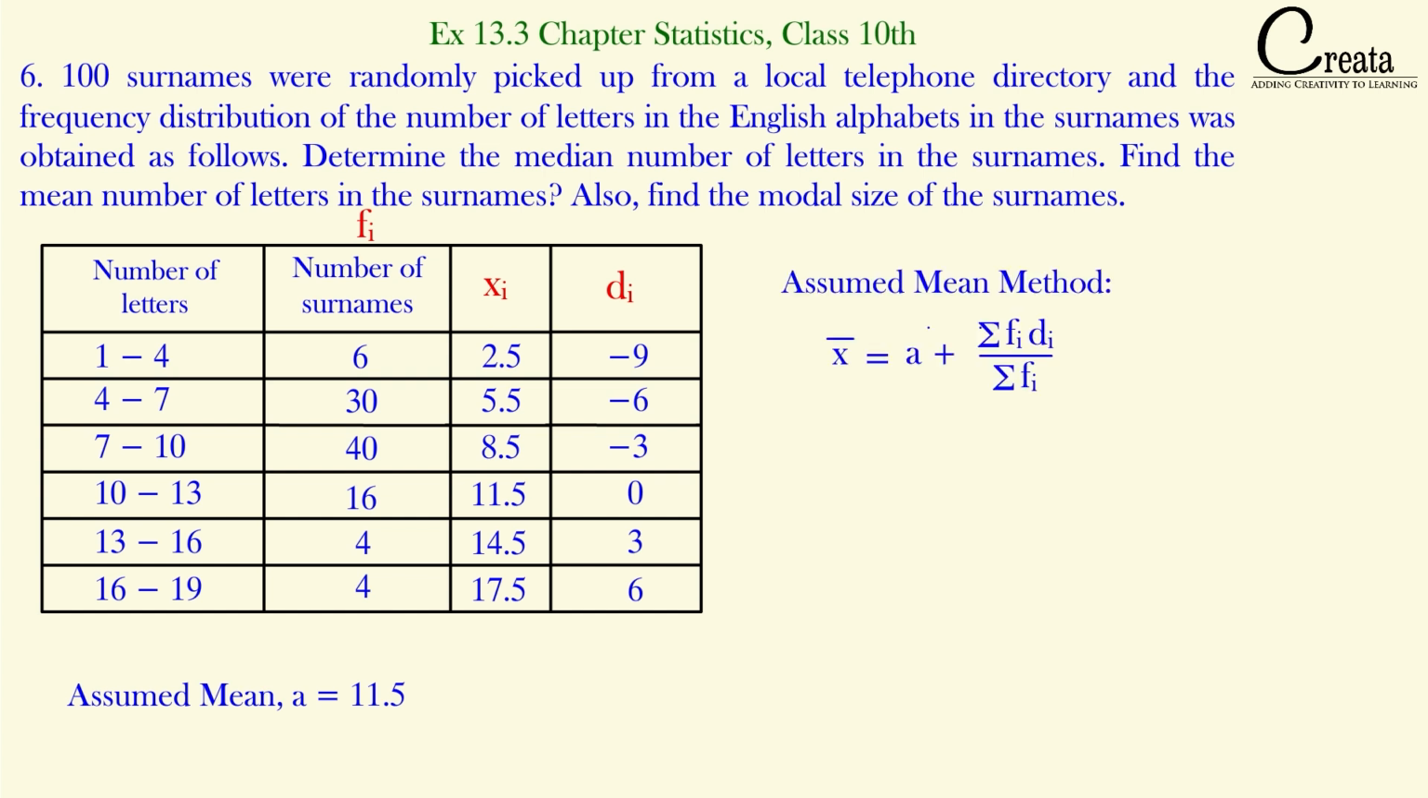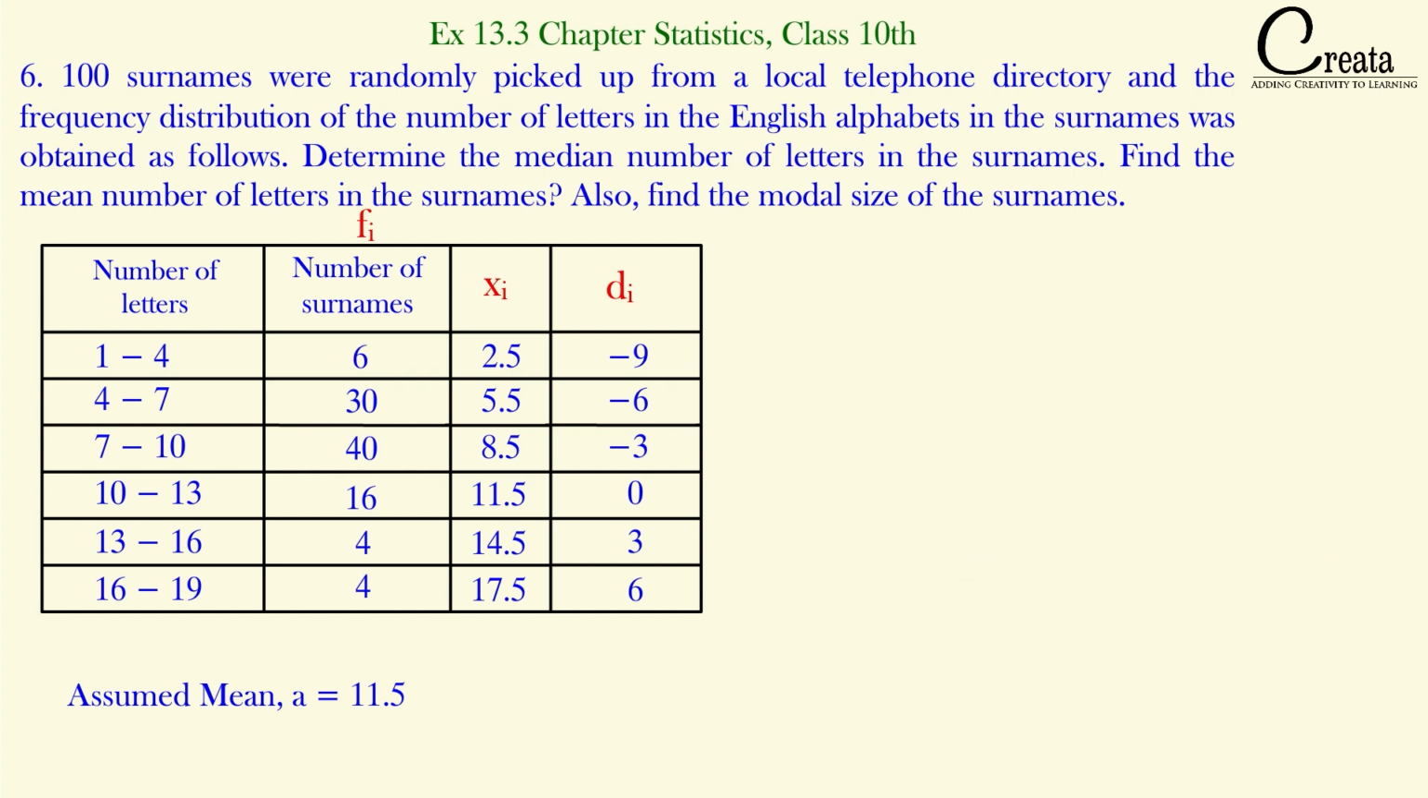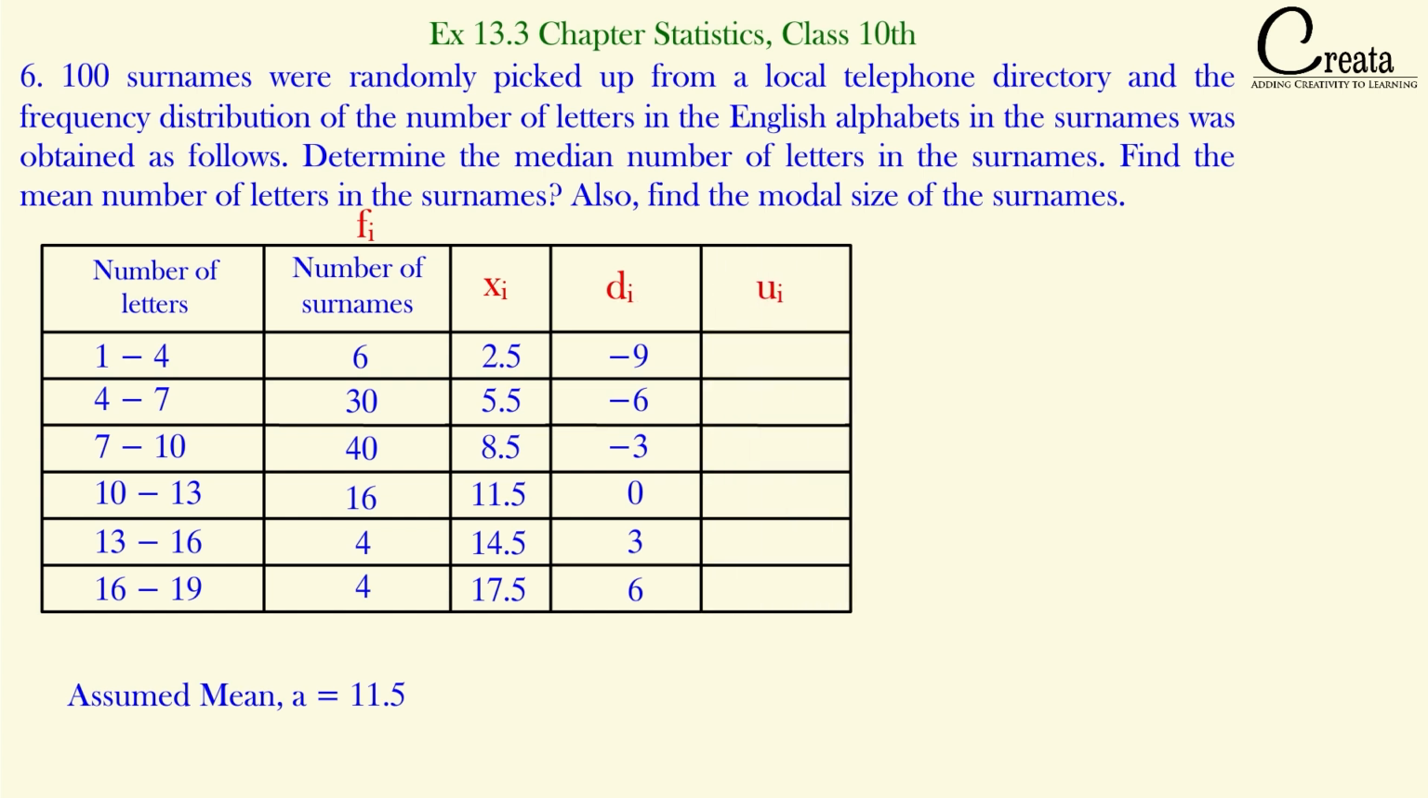Next step, we can use the assumed mean method or we can move to the next method, which is the step deviation method. The answer will be the same. Here we will go with the step deviation method. What we do in the step deviation method is add one more column, ui, in which we divide the deviation by the class size. For that, we have to calculate the class size. Class size is h, which we have already calculated as 3. The upper limit minus lower limit, 4 minus 1, is 3. Let's divide all the values of the deviation by 3.